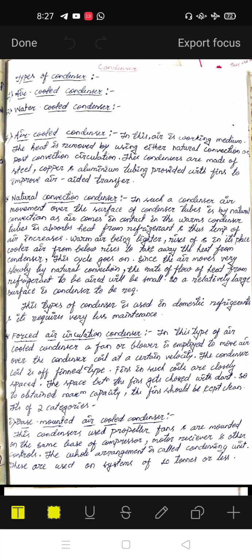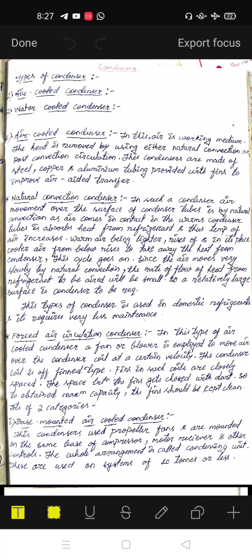In this type of air cooled condenser, a fan or blower is employed to move the air over the condenser coil at a certain speed. The condenser coil is of fin type. Fins in such coils are closely spaced. The space between the fins gets choked with dust, so to obtain maximum capacity, the fins should be kept clean. It is of two categories.